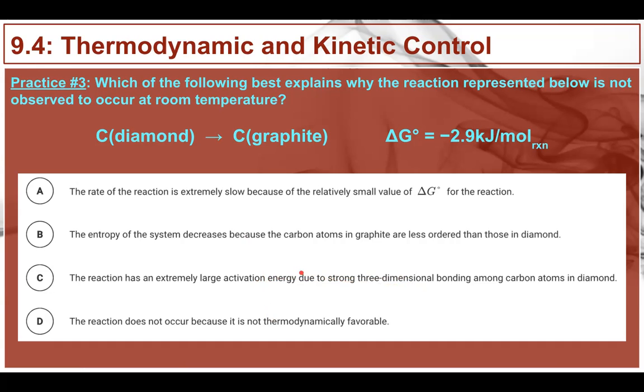And that's all for this section as well. So basically what you should get out of this, if we're looking at a thermodynamically favorable reaction that isn't doing anything, the reason why is going to be mainly because of a high activation energy. All right, and that's all for this section, and the end of this module.